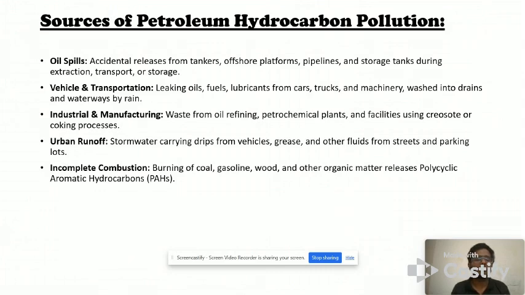Another source includes industrial and manufacturing, where waste from oil refining, petrochemical plants, and facilities using creosote or coking processes may also contribute to petroleum hydrocarbon pollution. And another source is urban runoff, like stormwater carrying drips from vehicles, grease, and other fluids from streets and parking lots.